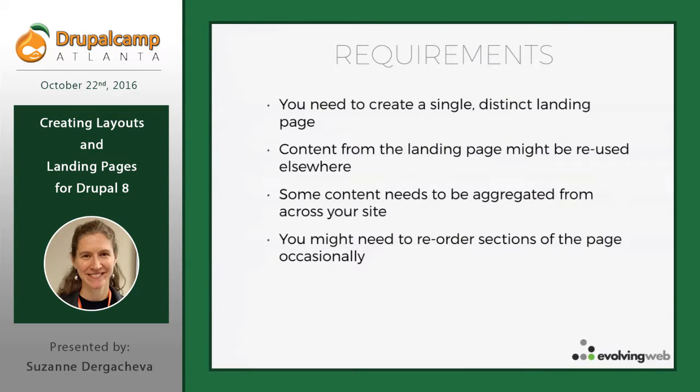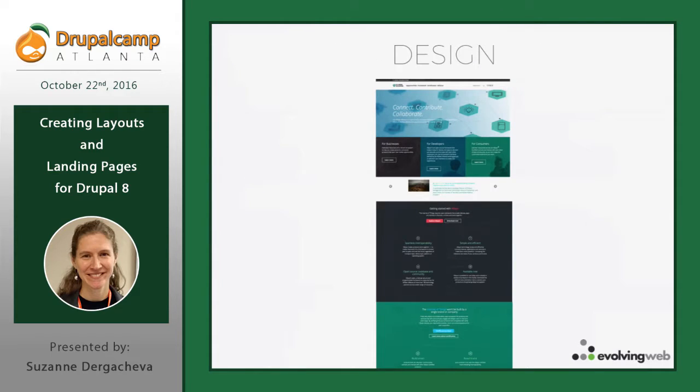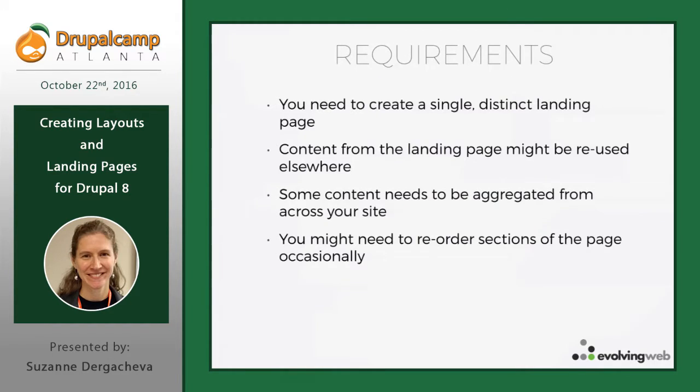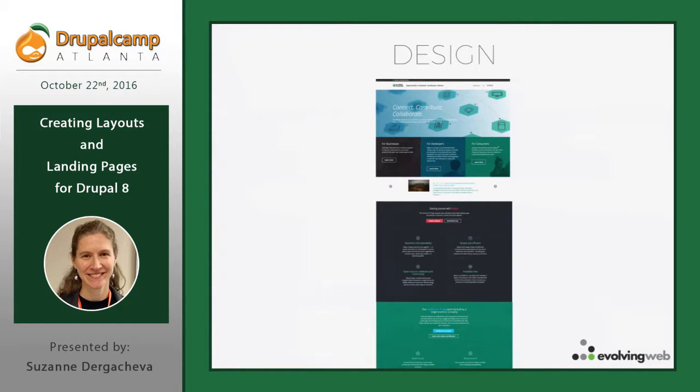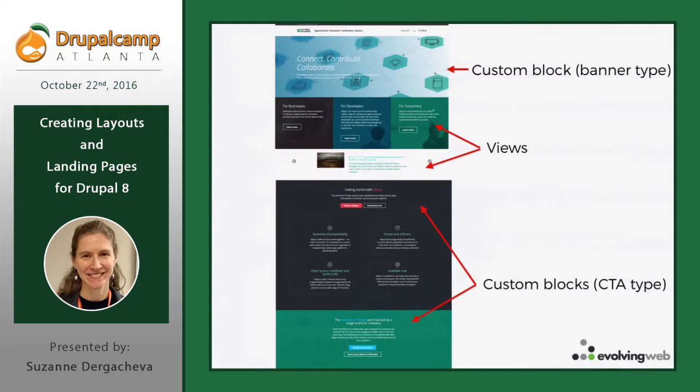So your requirements for a page like this: you need to create a single, really distinct kind of landing page. The content might be reused in other places, because let's face it, if there's this much content, surely there are other places where the user is going to be able to see this. Some of the content needs to be aggregated from across your site, so probably using views. And you need to be able to reorder some of the sections. So maybe there's another big meeting and everybody throws their call to action in the hat and they decide, oh, this is actually the most important thing. Let's move it to the top of the page. So that's another requirement that you might end up with.